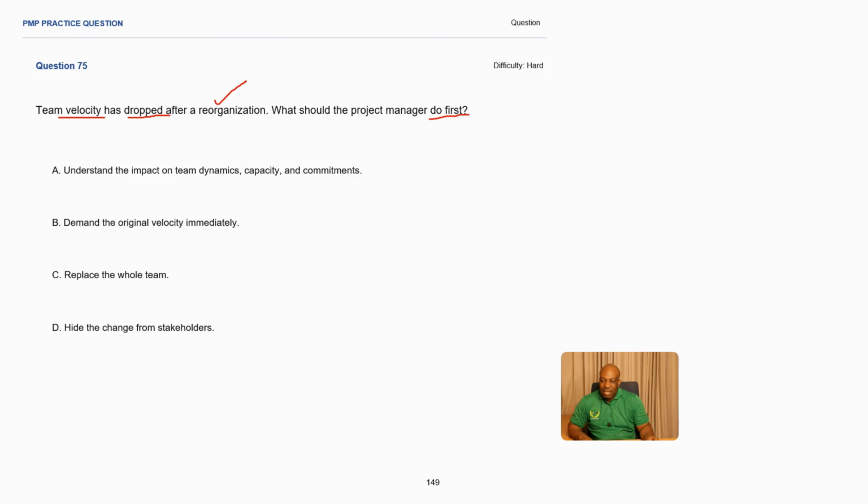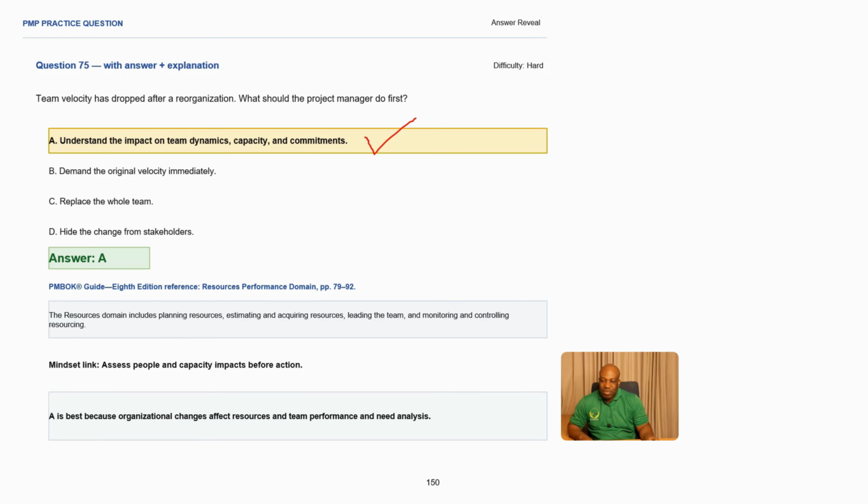Understand the impact on team dynamics, capabilities, capacity, and also commitments. All right, this makes sense. You need to understand team dynamics. Demand the original velocity immediately. You don't demand when you're working especially in an agile environment where you're supposed to be a servant leader and the team is supposed to be self-organizing. You cannot demand things from them. Making this one incorrect answer. Replace the whole team. I'm not sure if someone is going to select this answer. You cannot replace the whole team in a project environment, making this one incorrect. Hide the change from stakeholders. You cannot hide things in a project environment. Always be transparent. Making A the best answer in this particular scenario.